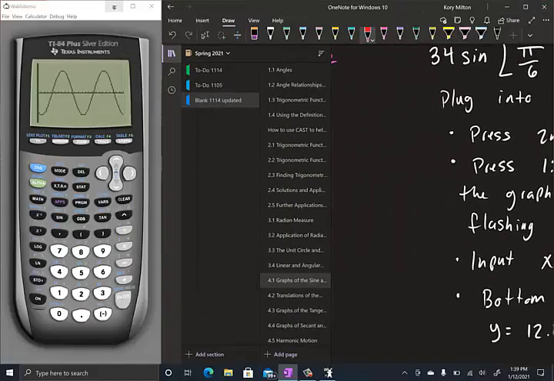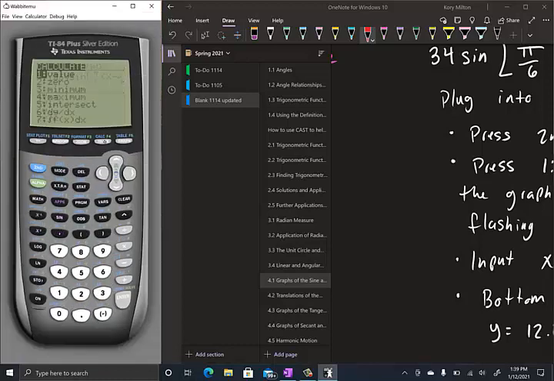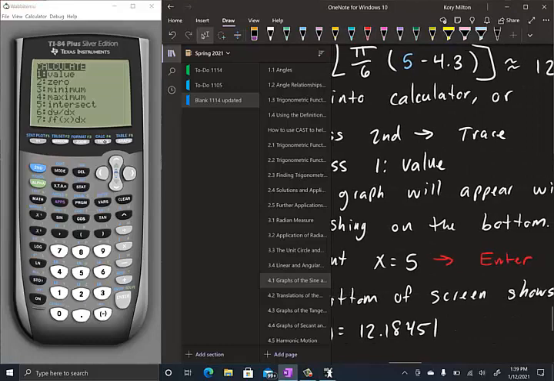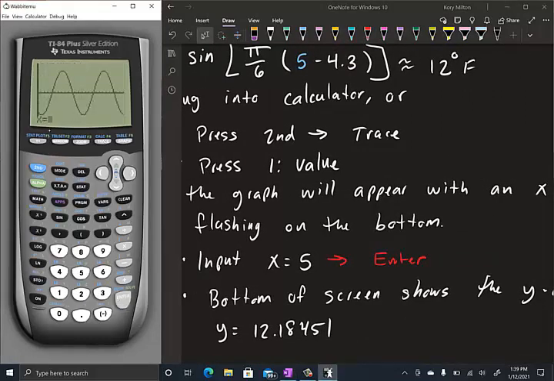So let's actually do this with our calculator. You plug in your function, you leave x as x. Then you hit second trace. You hit enter because it's value number 1. And at the bottom, you see how it says x equals flashing? You type the x you want to plug in. We want to plug in 5, hit enter, and then it gives us our y value. You can do that with any function. Anytime you want to plug x into something, you can use your calculator, and it'll give you your y value at the bottom. So for the test, word problems, use your calculator.